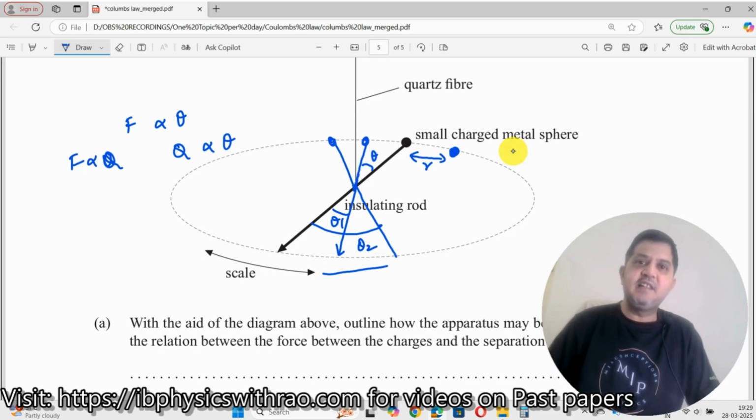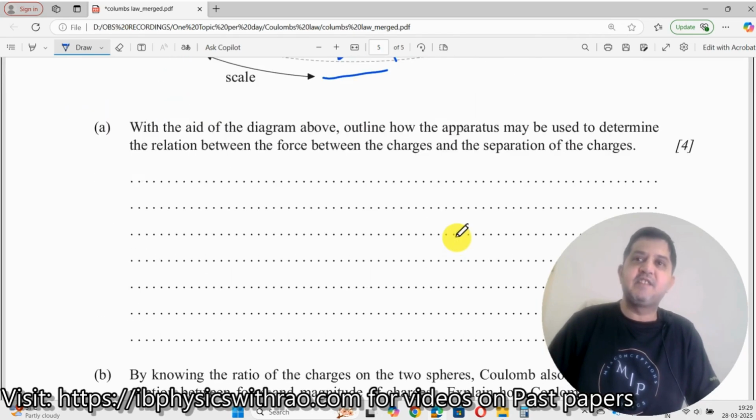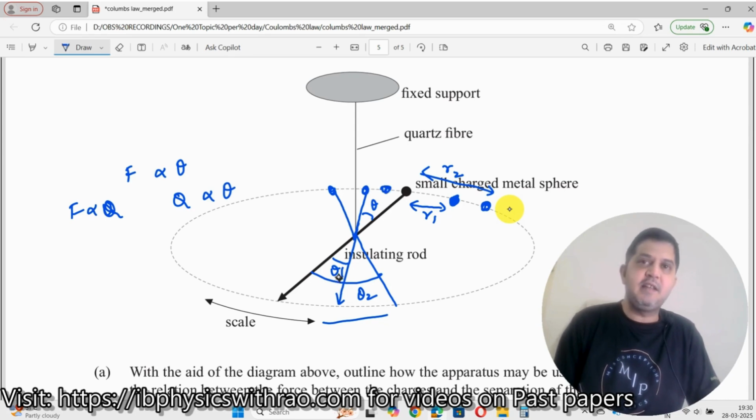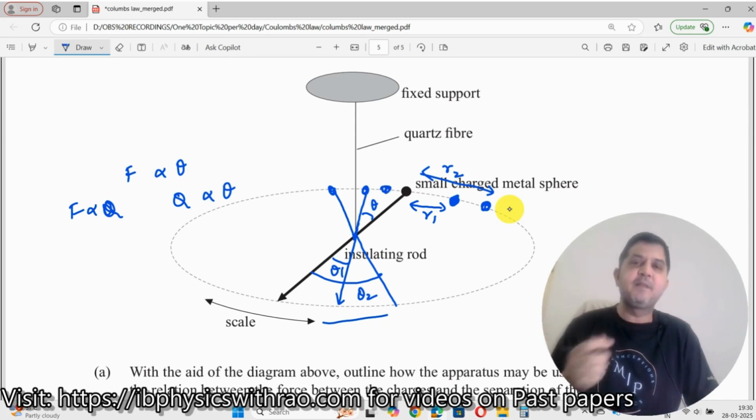The next thing is that he is also asking about the distance between the charges, the separation of charges. So what can I do? I can take this one sphere, keep it at this distance R1 and find the deflection. Next time, I charge it with the same charge and keep it over here. When I keep it here, the distance is much larger. This is my distance here, R2. In that case, do you think this will move further? No, it will not move until here. It might move only until here, right? Which means larger the distance, lesser the force. So you are able to prove both of them.